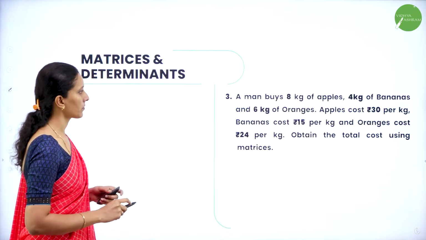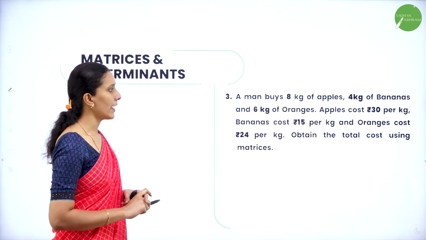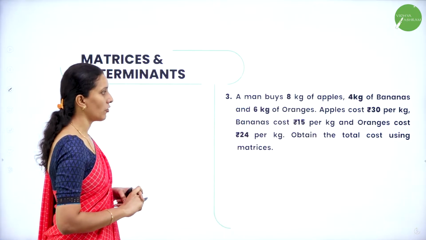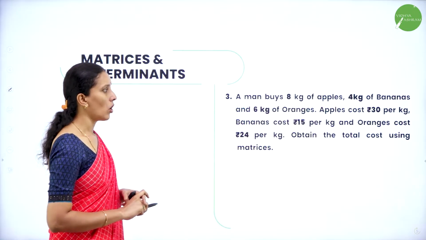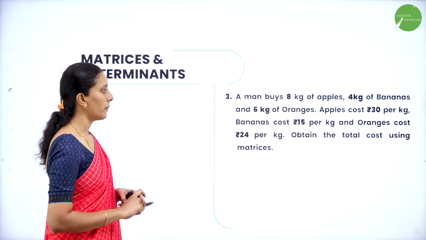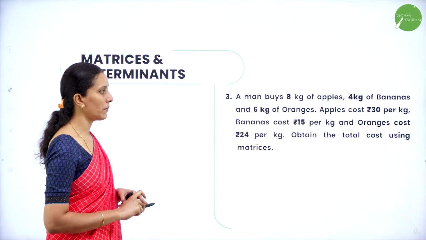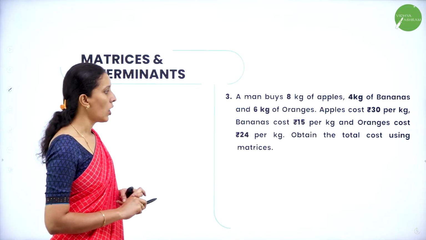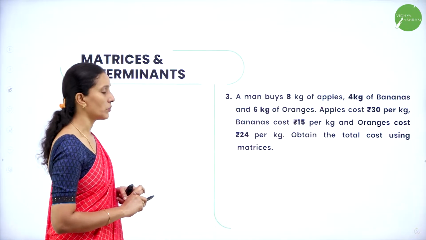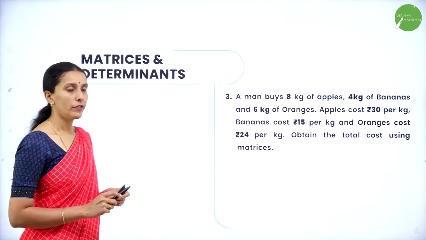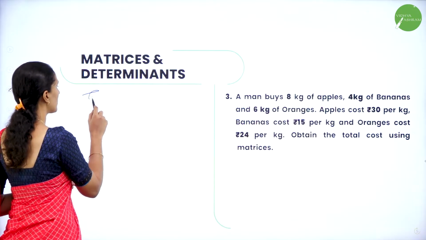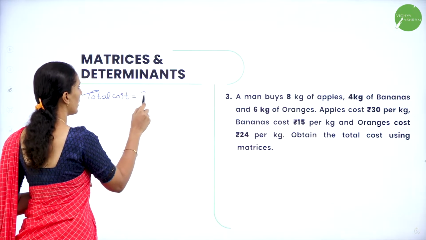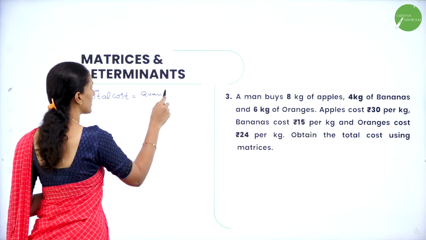Next, a man buys 8 kg of apple, 4 kg of banana and 6 kg of oranges. Apple cost 30 per kg, banana cost rupees 50 per kg and oranges cost rupees 24 per kg. Obtain the total cost using matrices. So we know that the total cost is always quantity into price.